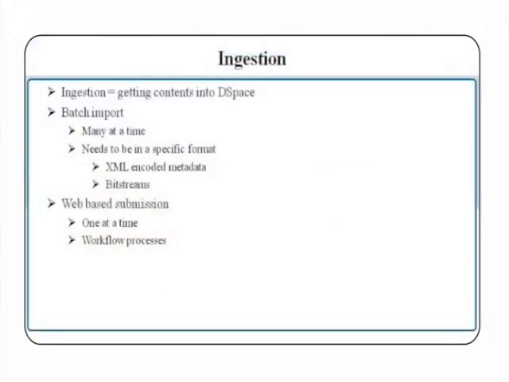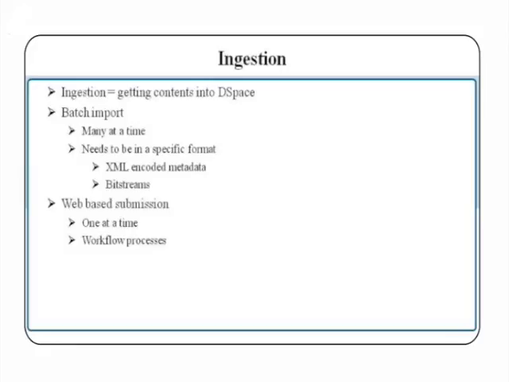Ingestion process is nothing but getting or putting contents into DSpace. DSpace facilitates batch import as well as web-based submission. In batch import, multiple items can be submitted to DSpace in one shot. This requires the item to be in a specific format along with metadata encoded in XML.